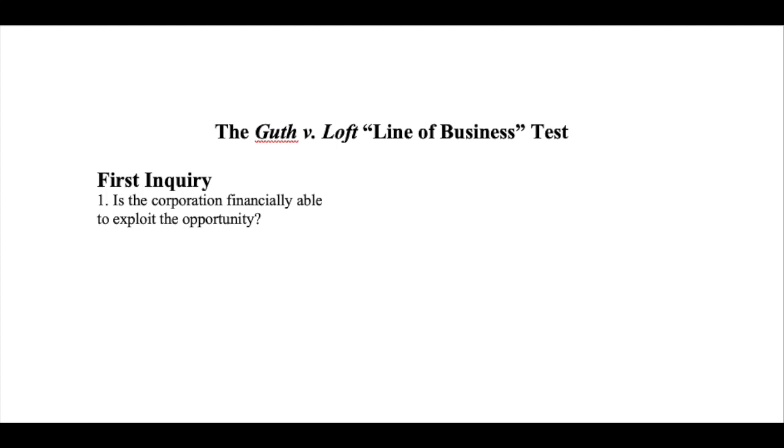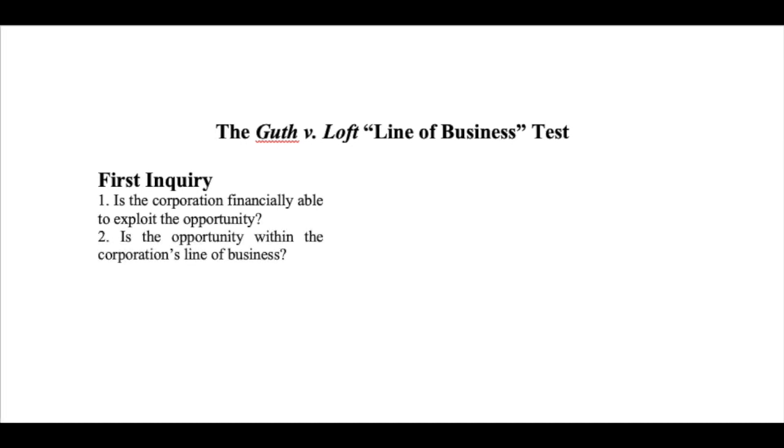So I think that seems pretty simple, right? That's a pretty simple factual inquiry. It's easy to give a yes or no answer. After that, the questions start getting a little bit more squirrely. So the next question we have to ask is whether the opportunity is within the corporation's, quote, line of business.